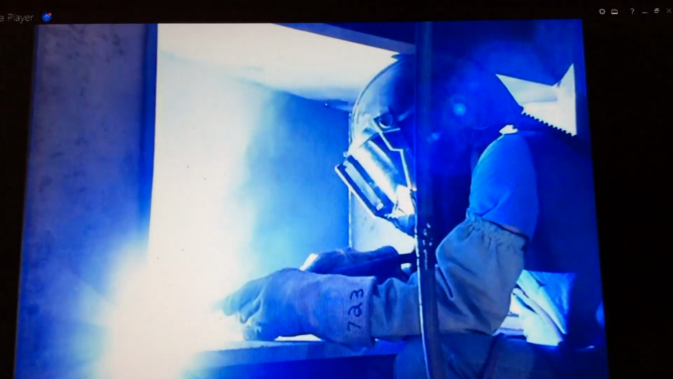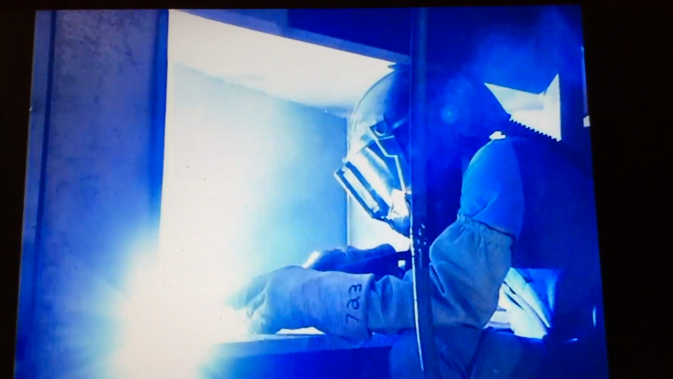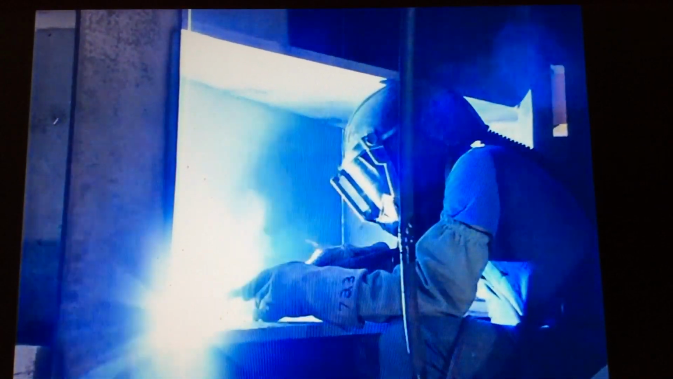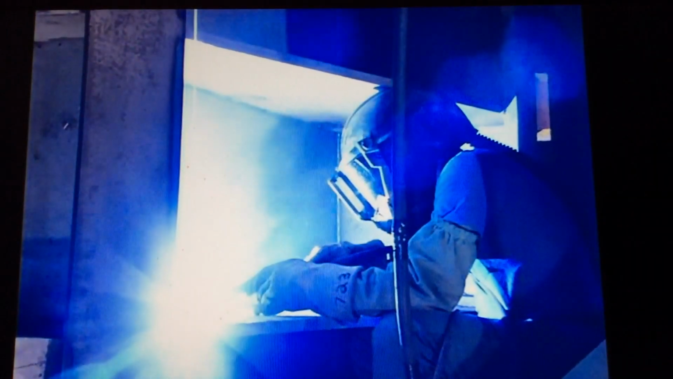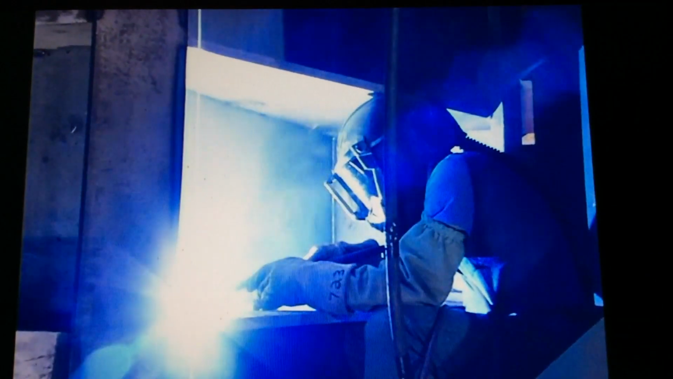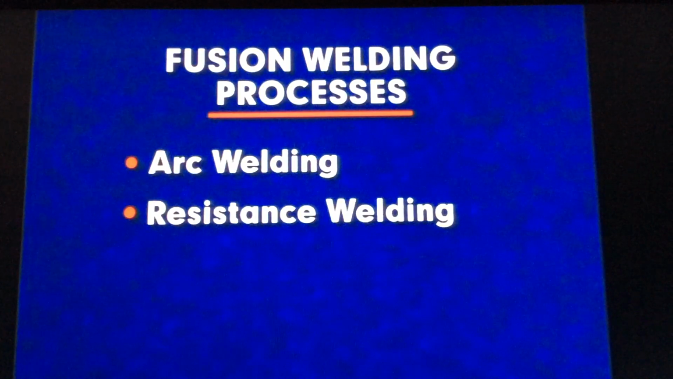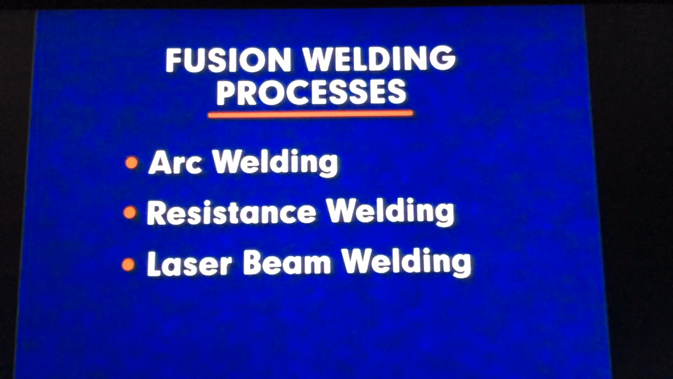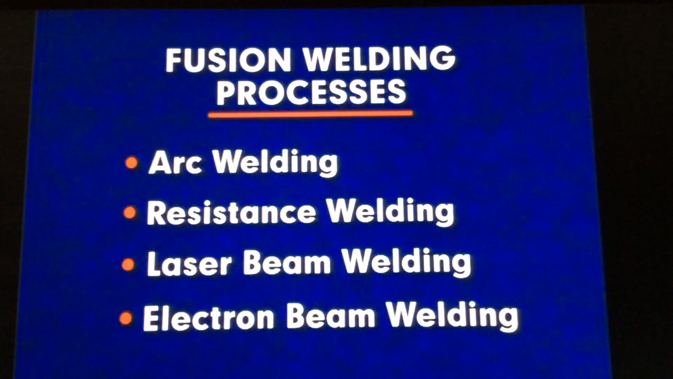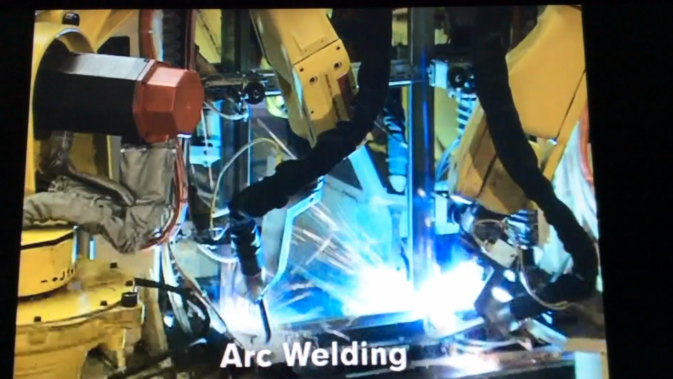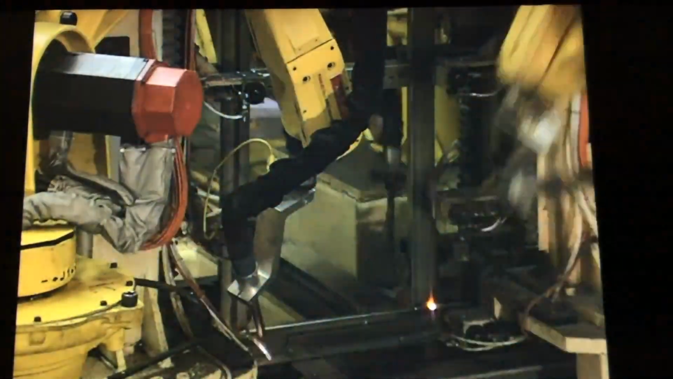In fusion welding, metal coalescence is created by melting a base metal and filler metal together, or by melting the base metal alone. The principal fusion welding processes are arc welding, resistance welding, laser beam welding, and electron beam welding. Arc welding processes use an electric arc as the heat source to melt and join the base metals.